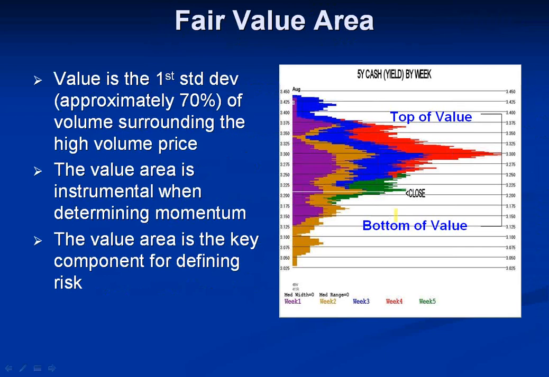This is just to give you an idea of why I built the charts and how I use them. First of all, value is simply a standard deviation of volume around the mean. So if our mean is the high volume price here, it's calculated that roughly 68.7, I'm not exactly sure what it is, I haven't looked at it in so long, but roughly 70% of the volume around this mean is what's called a value area. The value area is instrumental in telling us about momentum, and it's also the biggest component that I use to define risk. It's one of the biggest.